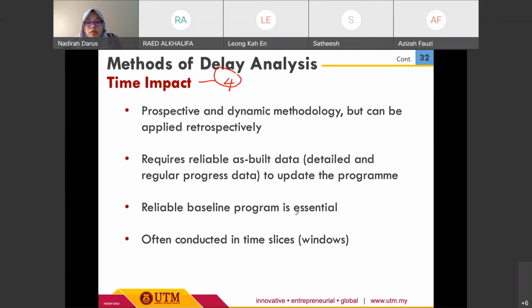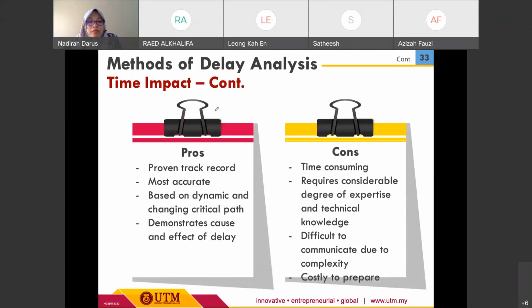Okay, we are using the windows, right? That it can update the windows, for example, Microsoft Project windows, to apply this time impact. Okay, so I will show you the example. Okay, before that, these are the advantages and also disadvantages for this one. It's actually a proven track record, most accurate, based on dynamic and changing critical path, which is basically suitable for complex projects and demonstrates the progress and impact of delay.